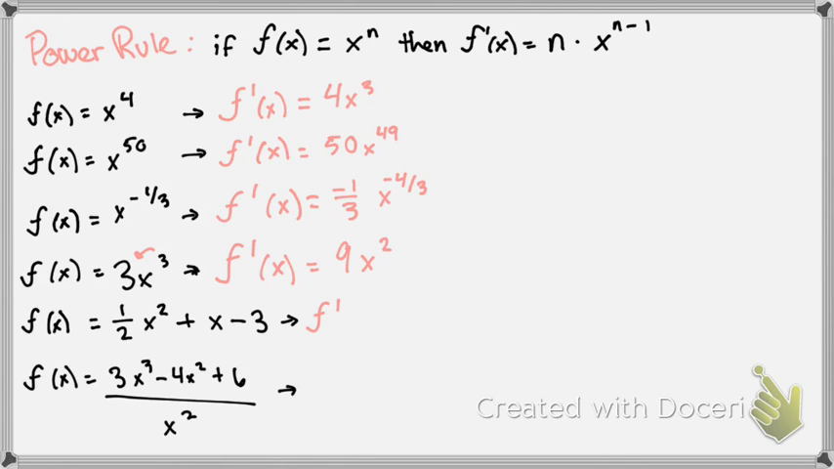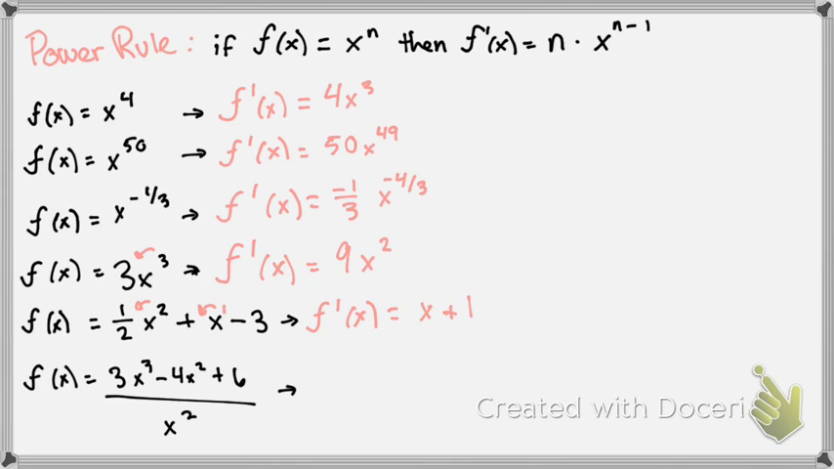F prime of x is equal to, well, let's see, 2 times 1/2 is just going to be 1. So we're going to have x to the first power, which we can just write as x, plus, well, x to the first power would be what x is, right? So we're going to make it to where we write a 1.